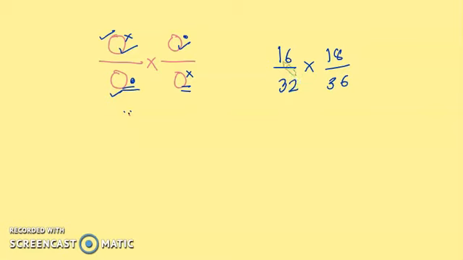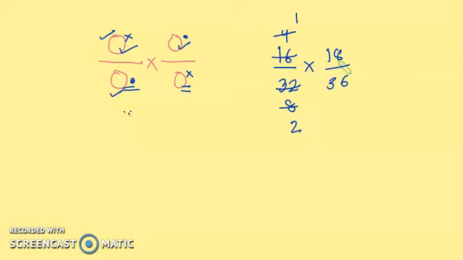For example, in this case, this 16 and 32 I will cancel out with 4. 16 divided by 4 gives you 4. 32 divided by 4 gives you 8, and then you can again cancel out 4 and 8. 4 divided by 4 gives you 1. 8 divided by 4 gives you 2.